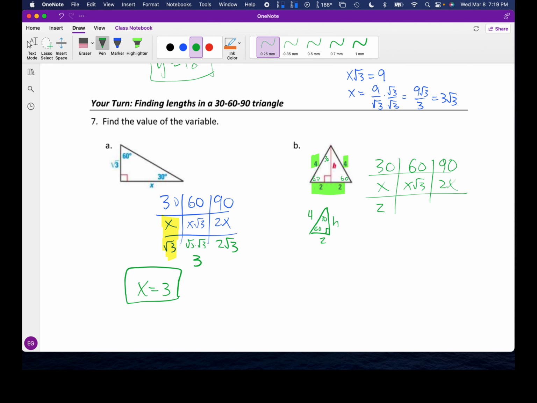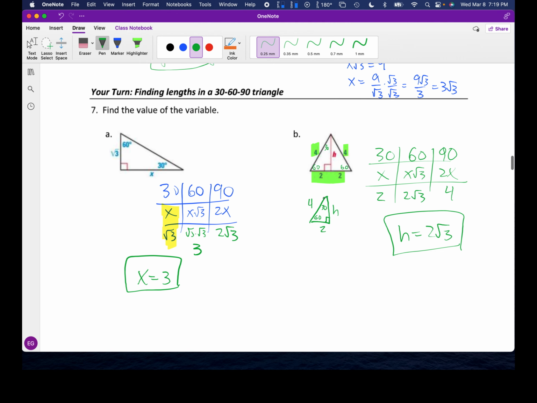So we were actually given 2 bits of information for this one. We were given that the 30 is 2 and that the 90 is 4. Either one we can use, we'll figure out that the x in the problem, or in the table, is 2. So this is going to be 2 rad 3. So the height of this triangle is going to be 2 rad 3. And there is your turn for 30, 60, 90s.